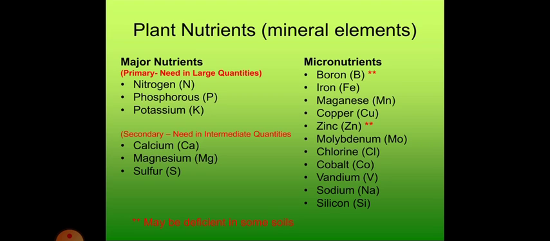Now comes plant nutrients, mineral elements. Major nutrients, primary, needed in large quantities: nitrogen, phosphorus, potassium. Secondary, needed in intermediate quantities, are calcium, magnesium and sulfur. And the micronutrients are boron, iron, manganese, copper, zinc, molybdenum, chlorine, cobalt, vanadium, sodium and silicon, which may be deficient in some soils.